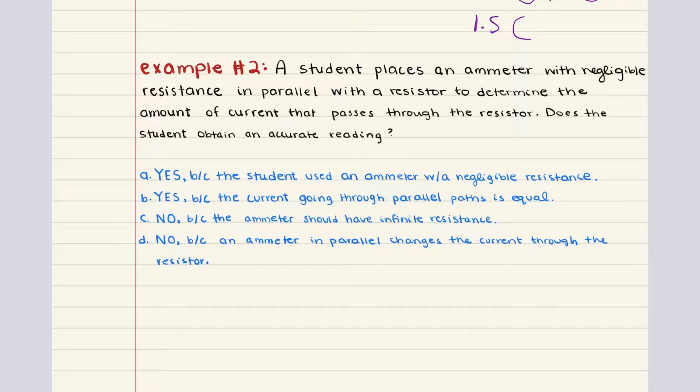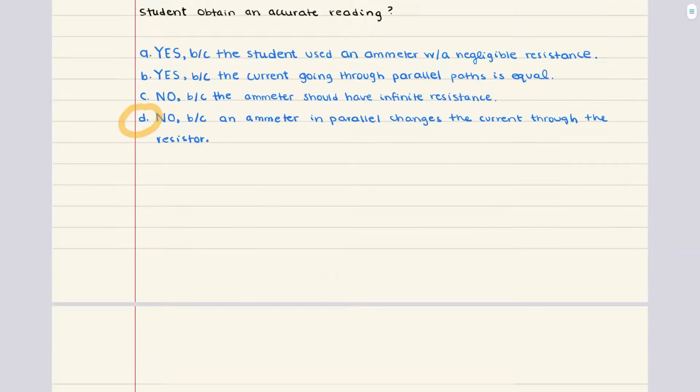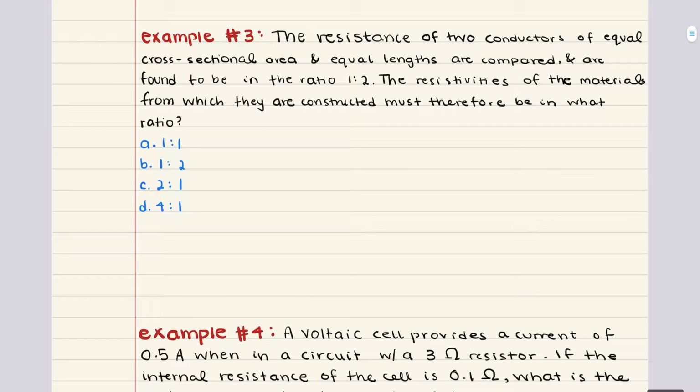So to summarize, the student's method is flawed because placing an ammeter in parallel with the resistor changes the current distribution in the circuit. The correct approach would have been to connect the ammeter in series with the resistor. So the correct answer to this problem is going to be answer choice D. No, because an ammeter in parallel changes the current through the resistor. Beautiful. Let's move on to problem 3.